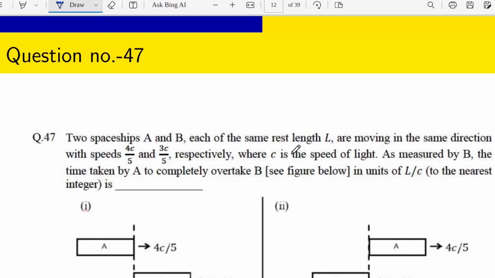So what is the question? Two ships A and B, each of the same rest length L, are moving in the same direction with speeds 4c/5 and 3c/5 respectively, where c is the speed of light. As measured by B, the time taken by A to completely overtake B, see figure below, in units of L/c, to the nearest integer, is which?